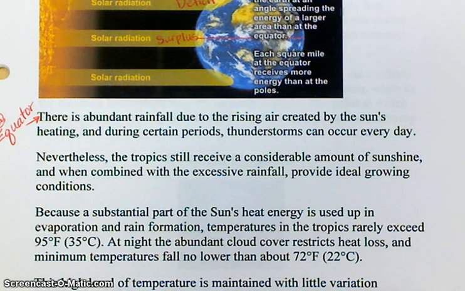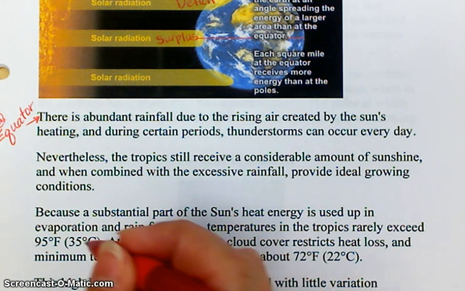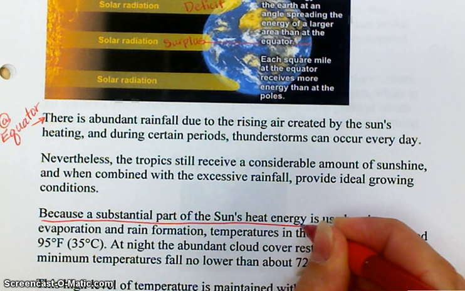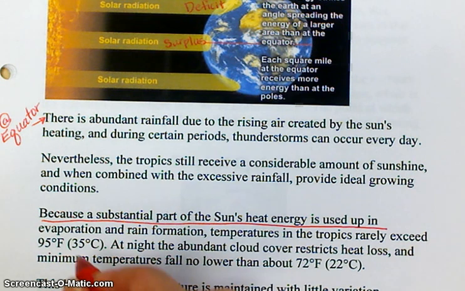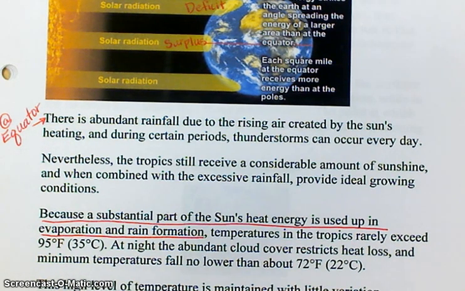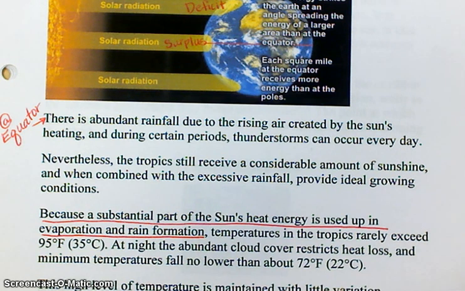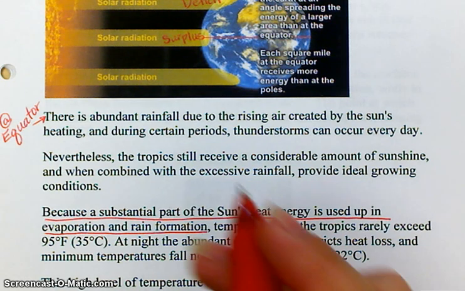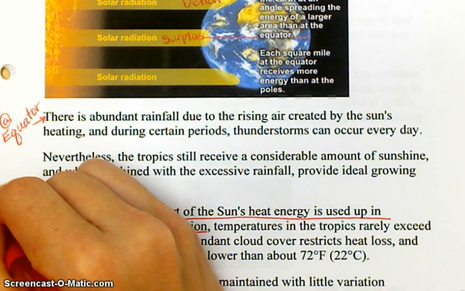Because a substantial part of the sun's energy is used up in evaporation and rain formation, temperatures in the tropics rarely exceed 95 degrees Fahrenheit. So you might think it would be hotter at the equator than it is here, for instance, in Texas in the summer, but that's actually not the case. Why? Because a substantial part of the sun's heat energy is used up in evaporation and rain formation. At night, the abundant cloud cover restricts heat loss, and minimum temperatures fall no lower than about 72 degrees Fahrenheit. Again, this is all talking about at or near the equator.